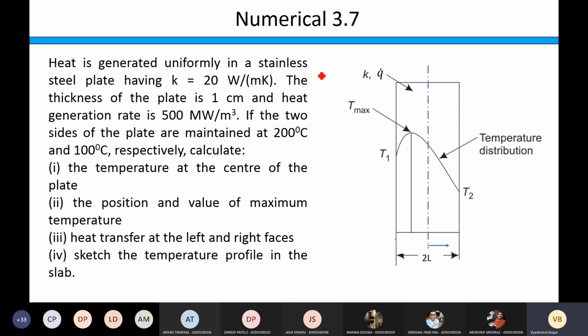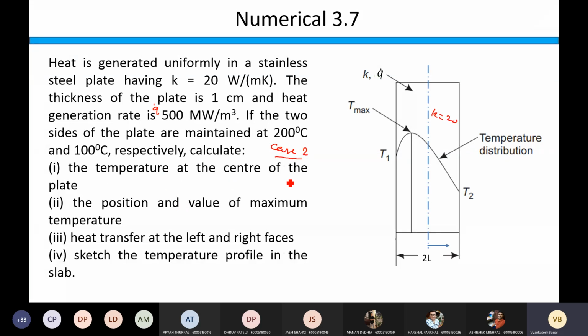Heat is generated uniformly in a stainless steel plate having thermal conductivity K of 20 watt per meter K. The thickness of the plate is 1 centimeter, and the volumetric heat generation rate, q dot, is 500 megawatt per meter cube. We should convert it to watt per meter cube. If the two sides of the plate are maintained at 200 degrees centigrade and 100 degrees centigrade, which case is this? This is case 2, different temperatures, right?